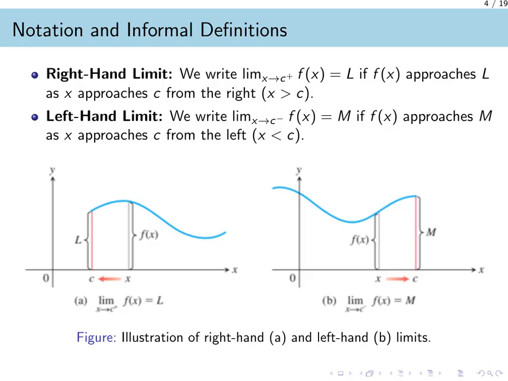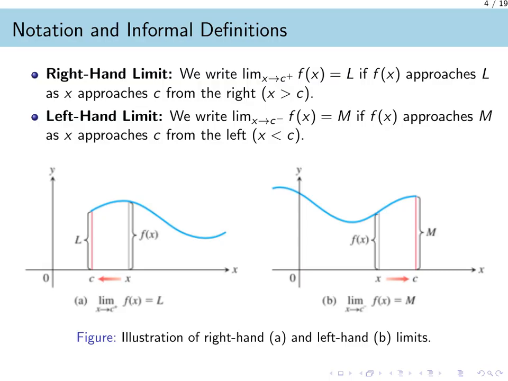Sometimes a function behaves differently depending on which side we approach a point from, which is why we have the concept of one-sided limits. A right-hand limit describes the value a function f of x approaches as x gets closer to a point C, but only considering x values that are greater than C. We write this notationally as the limit as x approaches C with a plus sign. In contrast, a left-hand limit is the value the function approaches as x gets closer to C, but only from x values that are less than C, which we denote with a minus sign after C.